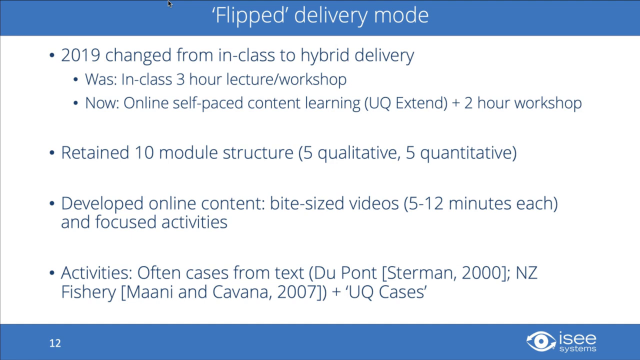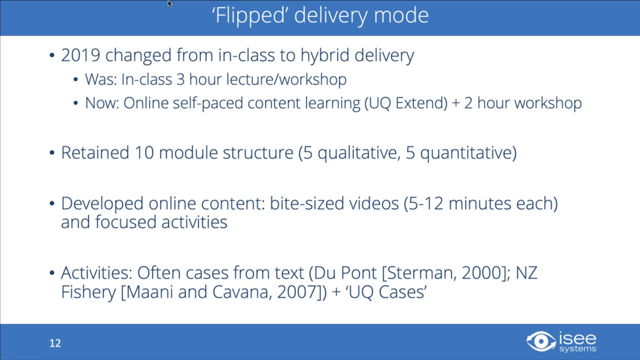Now, the flipped delivery mode, which I've mentioned, was something that happened around the year 2019, where we changed from a traditional in-class delivery to a hybrid delivery. Previously it would be a 3-hour combined lecture workshop. We would present the content and then do a workshop all in the same 3-hour block. But now it's online self-paced content learning where we use UQ Extend to deliver these punchy videos, 5 to 12 minutes long, so bite-sized videos with the content. We also package some additional information and activities that they can download, and then we run the 2-hour workshop aligned to that.